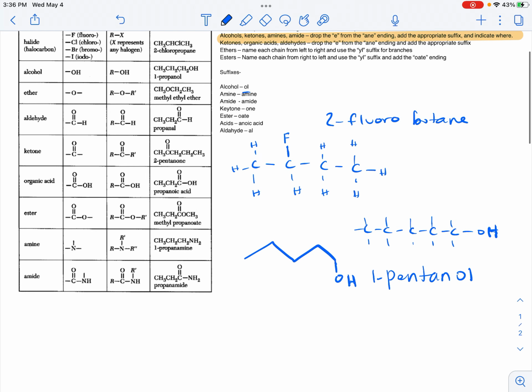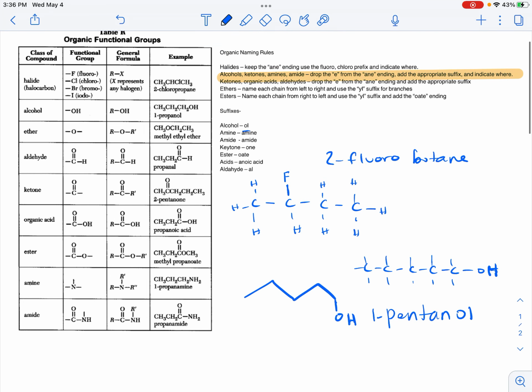Ethers have their own set of rules too. You can see ether looks like this. It's got an O tucked in the middle of a chain, and the chain has 2 different sides. So one side might have 3 carbons, one side might have 4 carbons, and then in the middle is an ether. When you name ethers, you can see it has its own separate class of naming right here. You name each chain from left to right, and then you add a YL suffix for the branches, and then you just use the word ether.